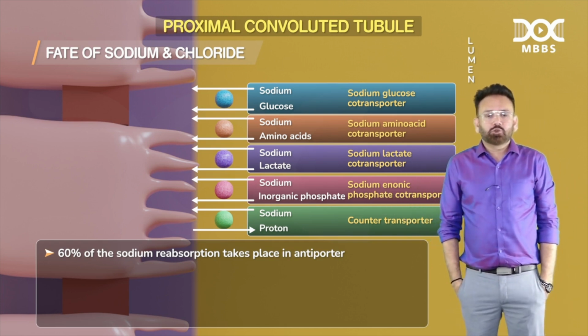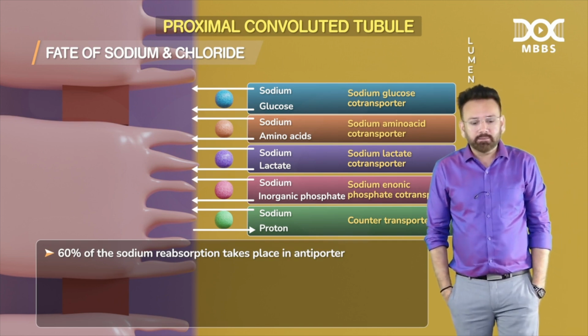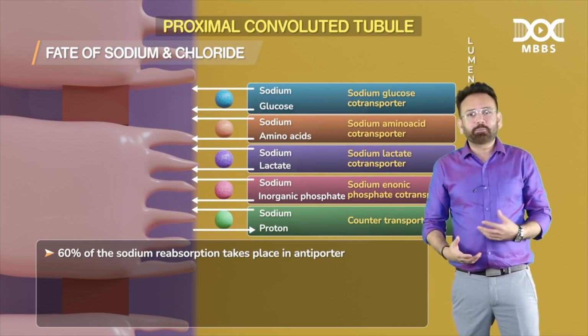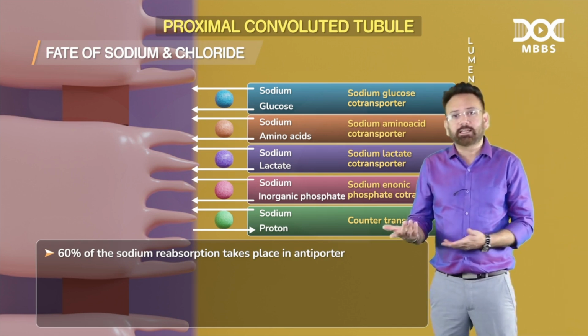Okay. So suppose I have given you a party and you are coming, suppose your ex is also there and she is going out, or he is going out. So this is a type of counter transporter, NHE.